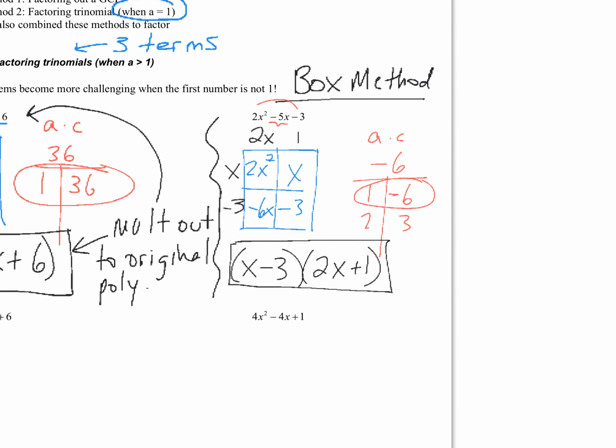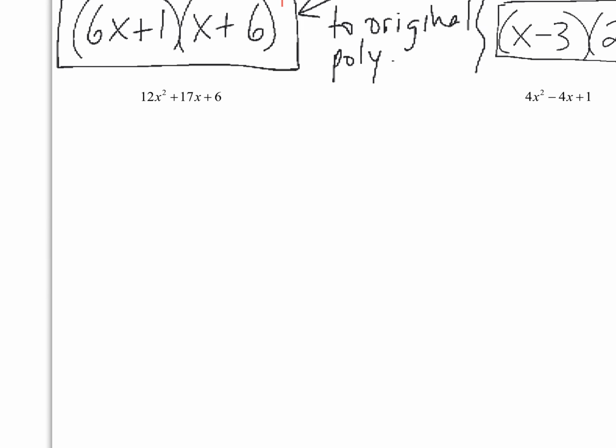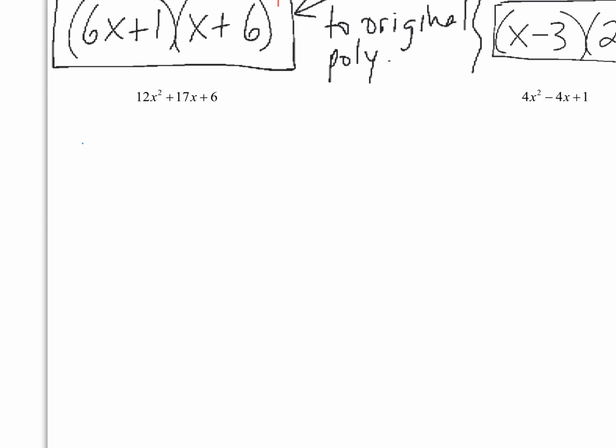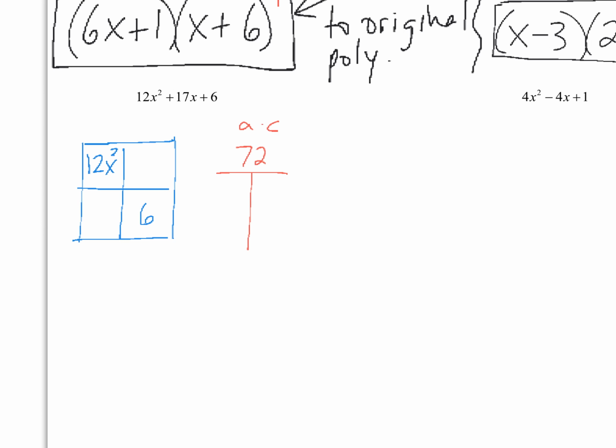Okay, look at the third example. Again, a trinomial, a is greater than 1. Box method. 12x squared and 6. Well, 12 and 6, or a times c, is the number we need. 12 times 6 is 72. A little bit bigger number. We need those factors that add up to 17. So you think about factors of 72, you can list them all out, but the one we're looking for is 8 times 9, because 8 and 9 will give us a sum of 17.